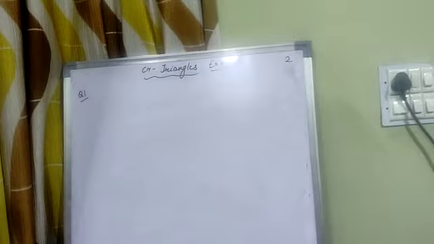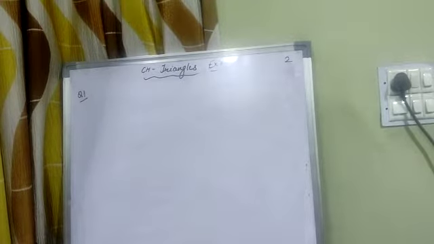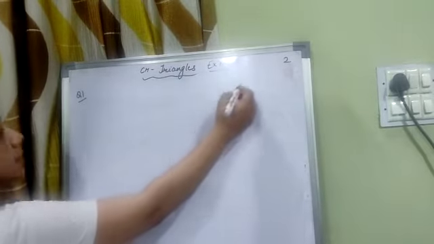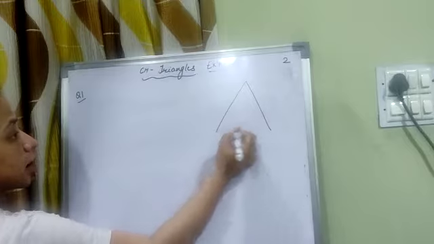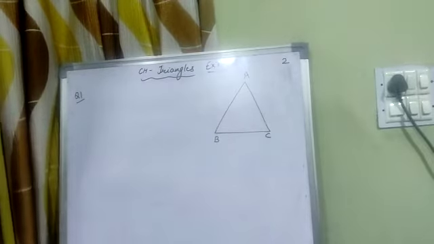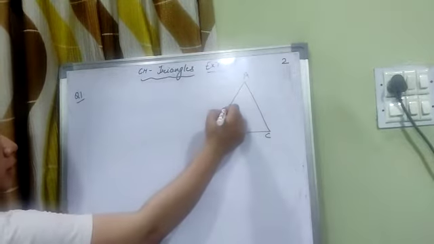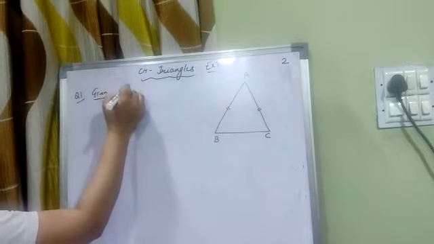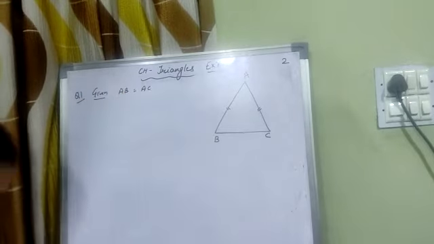Good morning. Today we will discuss the second exercise of chapter triangles. So here the first question is: in an isosceles triangle ABC with AB equal to AC. It is given in the question that AB is equal to AC.